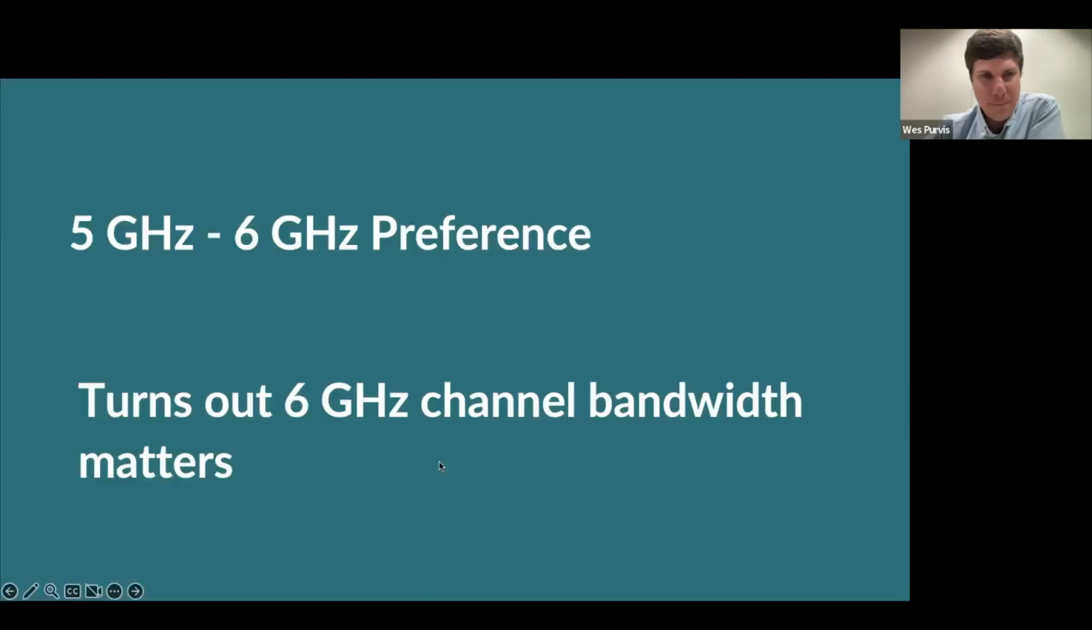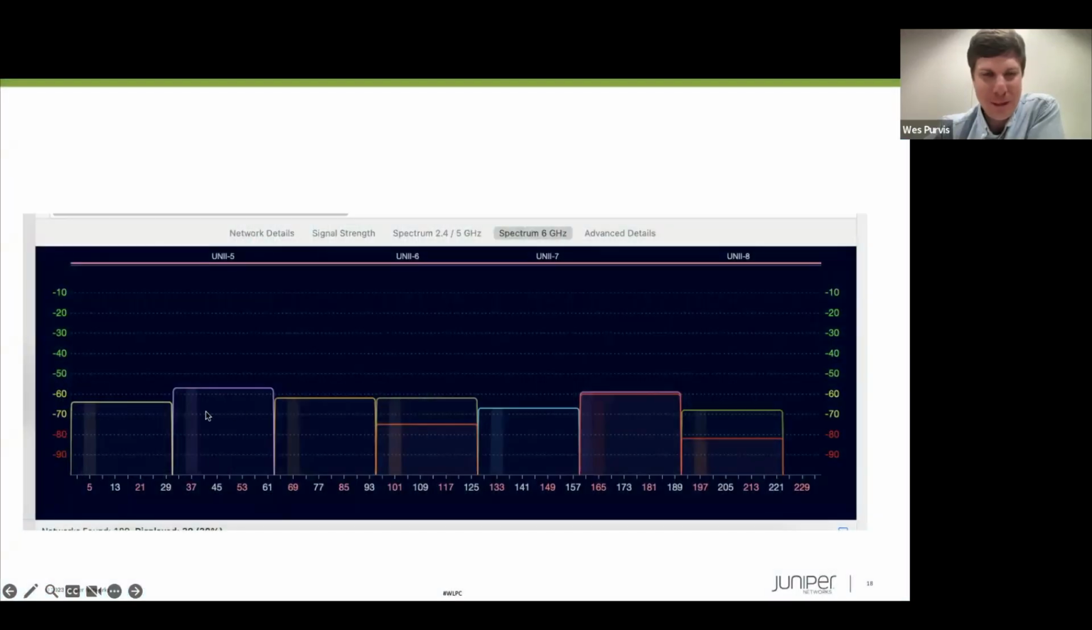So then let's talk about your actual question, which is 5 gig and 6 gig preference. It turns out channel bandwidth matters. So first, I ran out of 6 gig spectrum in my house. I configured all 160 meg channels. So we need more spectrum. Yeah, you need more spectrum in your house, definitely. There are some channels at the upper end here that don't fall into a neat 160. So I guess I do have a couple channels, but I want more.